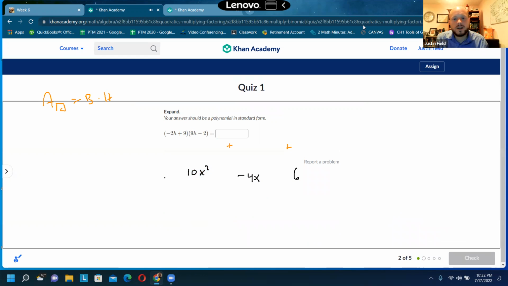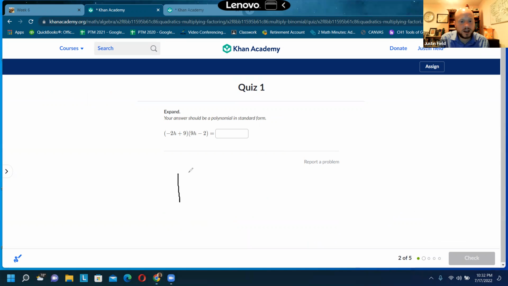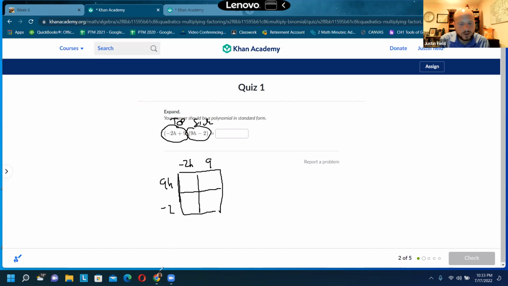So this is the same type of question, only they didn't give us a rectangle, but we can make our own rectangle. In fact, I always do when I teach this in class. Also because you see this in biology in the Punnett squares. So I'm going to put this one on top, this one on the side. So negative 2h, and then 9 is going to go there. 9h will go here, and negative 2 will go there.